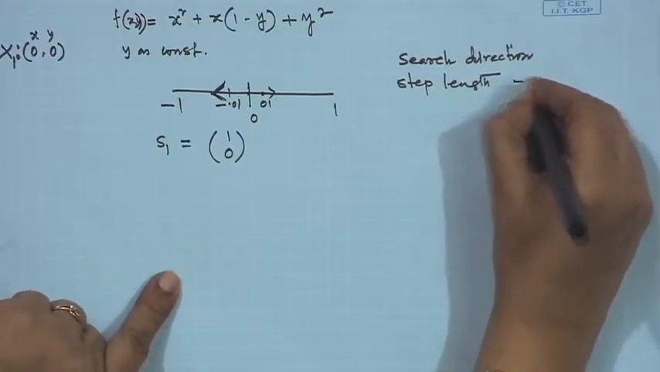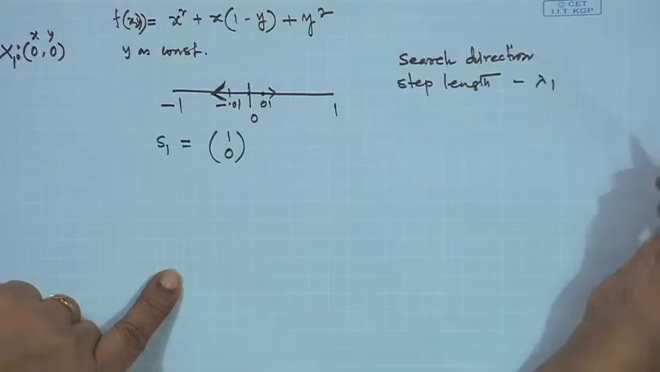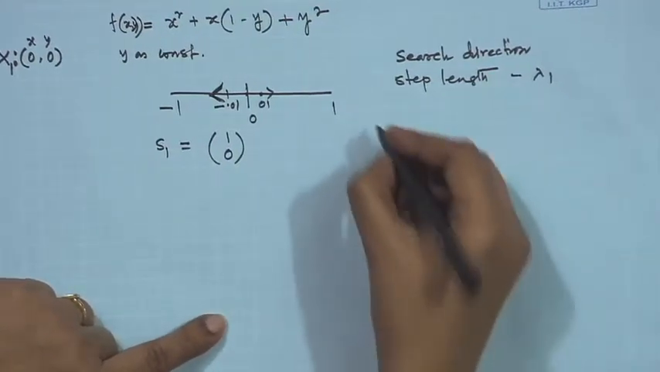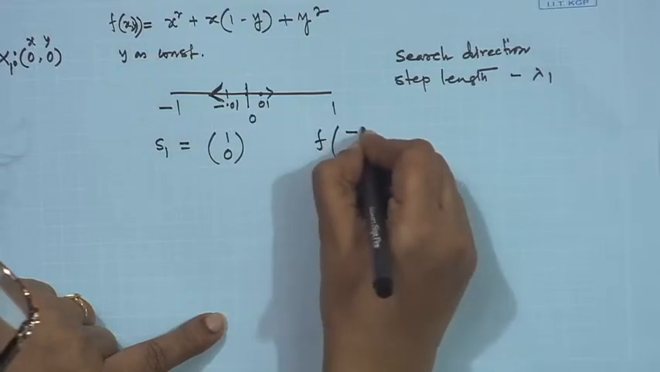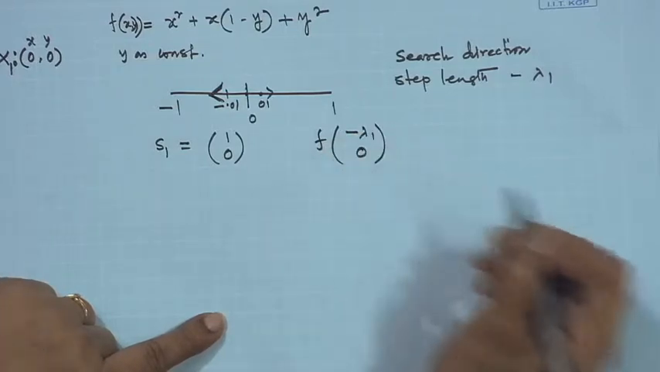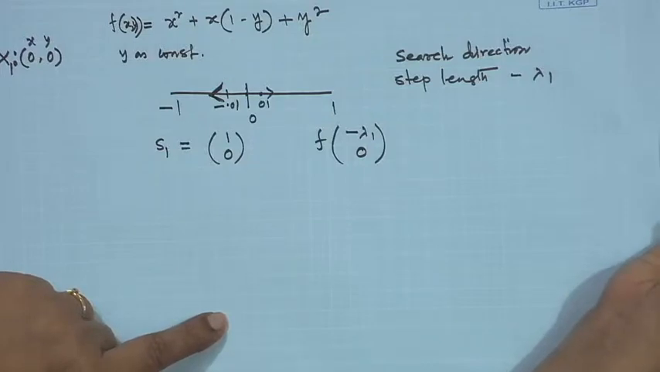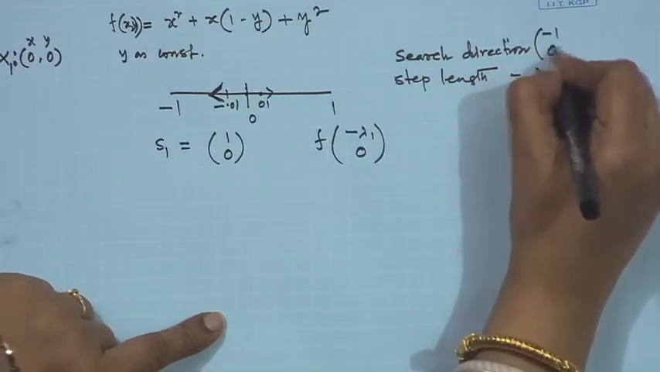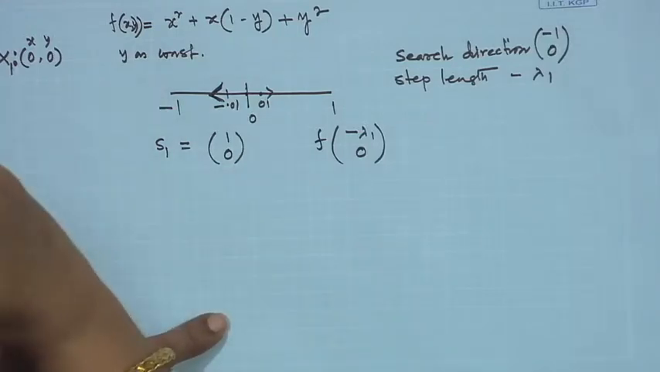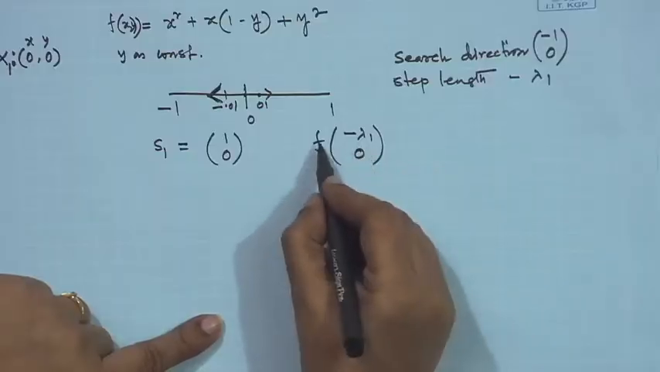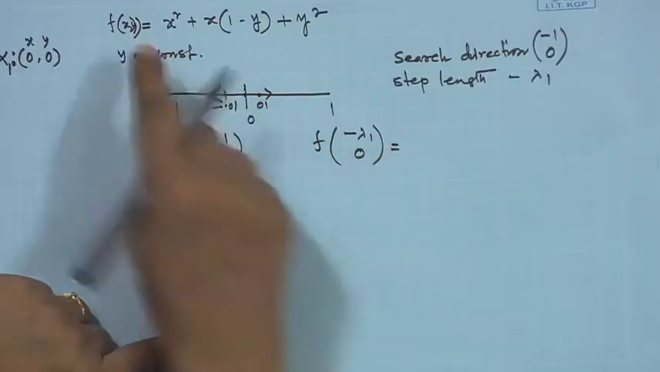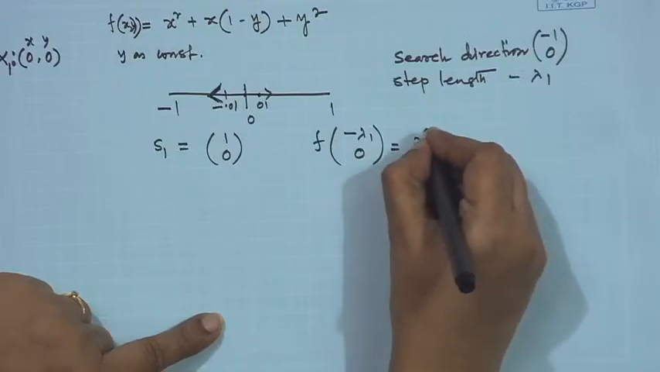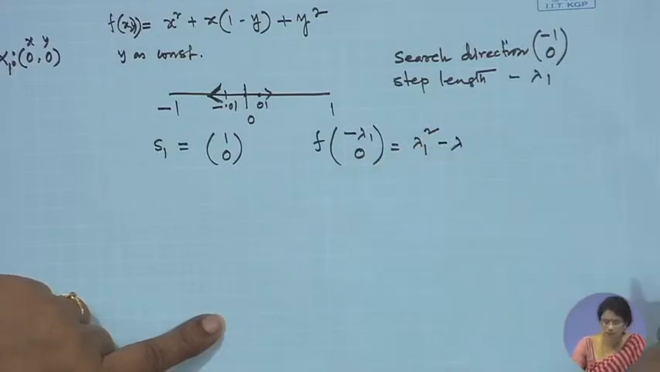That is why I am saying that I am moving to the left with a step length lambda 1, which is variable. Then I can find the functional value as f(-lambda 1, 0). That means my search direction is -1 0. I have seen the functional value is decreasing in that direction, and the step length I have considered as a variable, lambda 1. Since it is in the left direction, I am considering f of (-lambda 1, 0). If I substitute here, what am I getting? Lambda 1 square minus lambda 1.